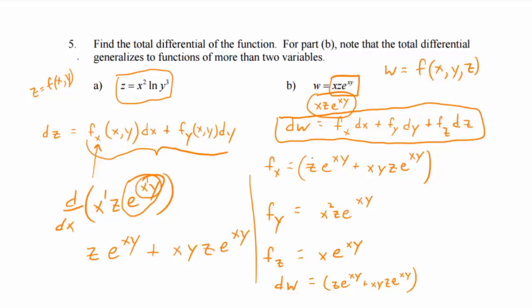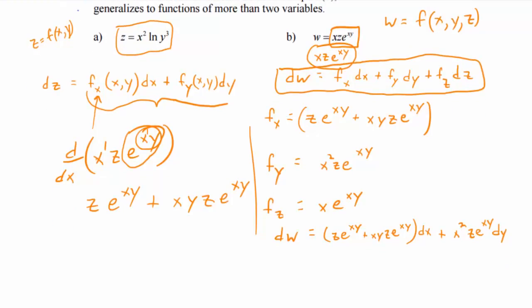So if I copy that down, then times just dx, right? Does that look right to you? And then plus what? The x squared z e to the xy dy. Does that make sense? And then what's the final guy? So plus this guy times dz: x e to the xy dz. There we go. Took us a while to get there, but we got it.